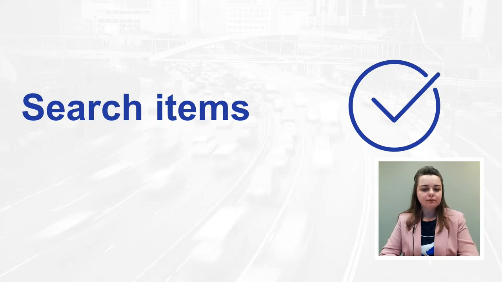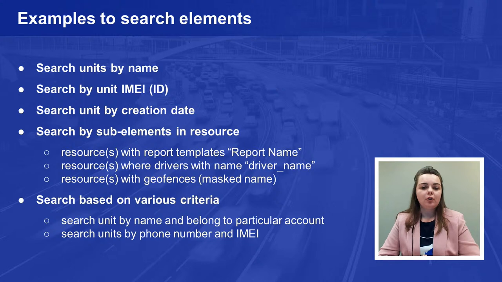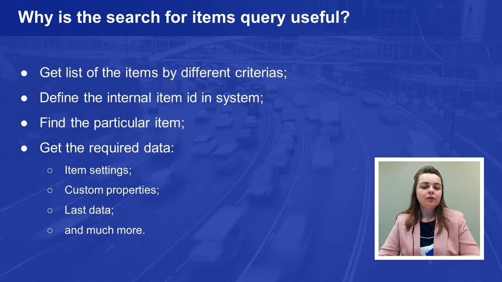Let's look at the basic requests. First, we will talk about search items, which I think is the basic request you need to know. We can use different types of requests depending on what items or information we need to get, and depending on whether we know the item ID or not. You can get a lot of useful information with this request. You just need to use the right value for the flags parameter in the request.